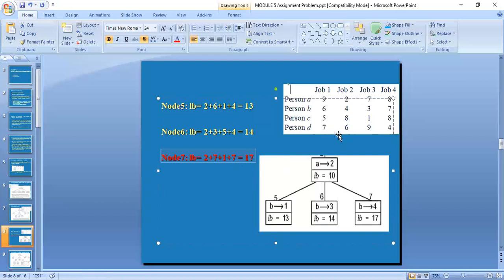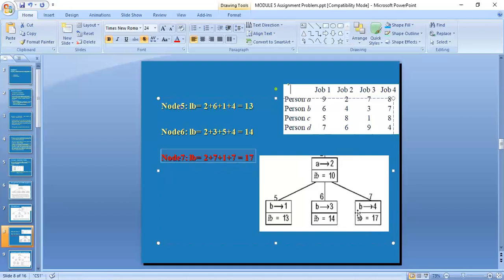Now when you come to person D, the least value is 4. But B is going to be assigned job 4, so you cannot take this. You will be moving on to the next value. The next value is 6. 6 is for job 2. Job 2 is already assigned to person A, so we will move on to the next value. Next value is 7. So totally you have 2 plus 7 plus 1 plus 7, which is equal to 17. Have you understood?